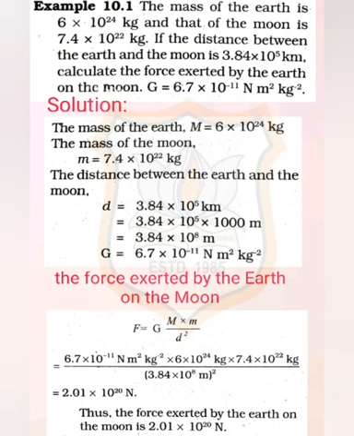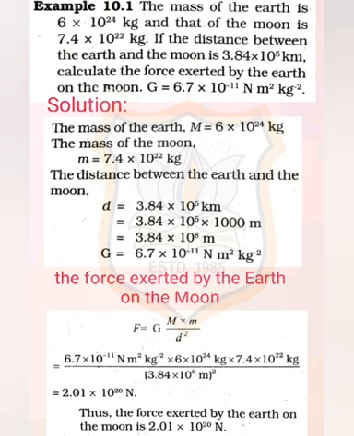Example number 10.1. The mass of the earth is 6 into 10 to the power 24 kg and that of the moon is 7.4 into 10 to the power 22 kgs. If the distance between the earth and the moon is 3.84 into 10 to the power 5 kilometer, then calculate the force exerted by the earth on the moon. And here the G, that is gravitational constant, is given 6.7 into 10 to the power minus 11 Newton meter square per kg square. So let us start the solution.